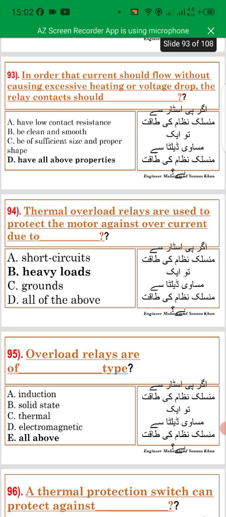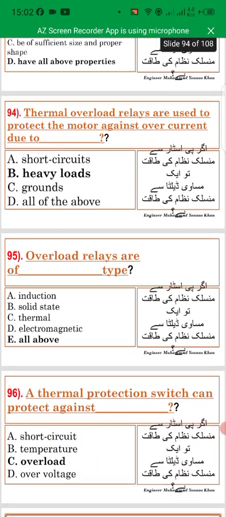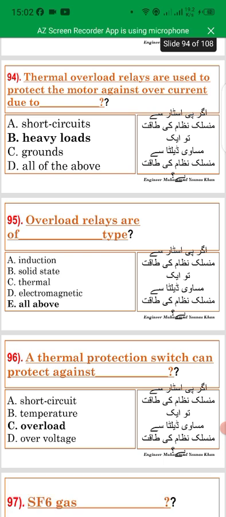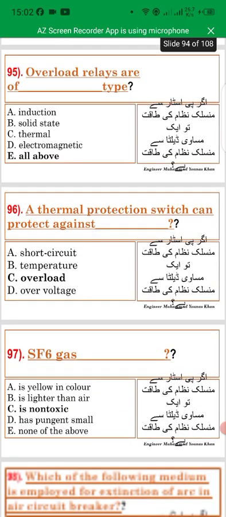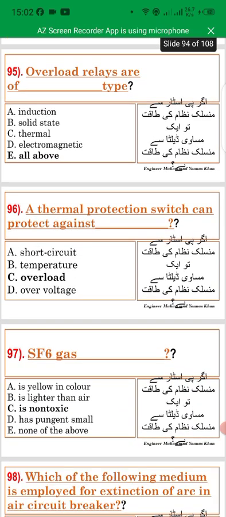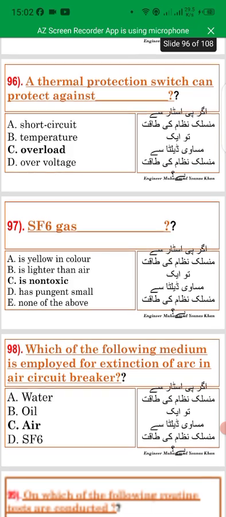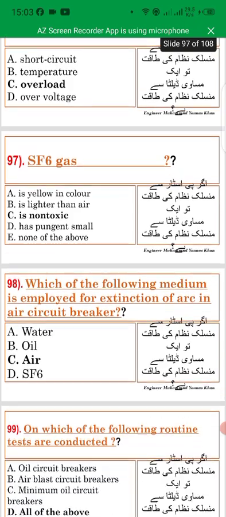In order that current should flow without causing excessive heating or voltage drop, the relay contact should have all the above properties. Thermal overload relays are used to protect the motor against overcurrent due to heavy loads. Overload relays are induction, solid state, thermal, electrode type. A thermal protection switch can protect against overload.